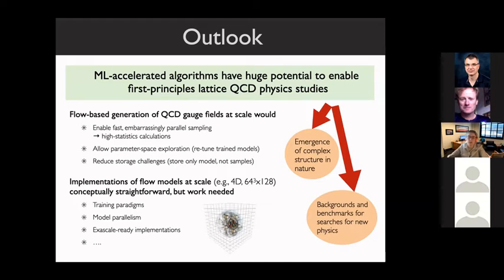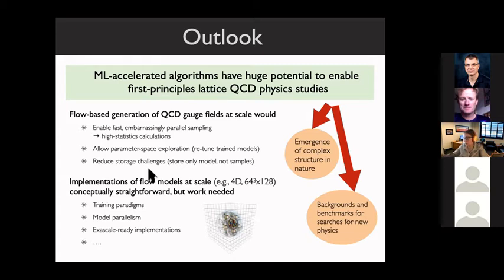So the outlook is really that machine learning accelerated algorithms have huge potential to enable first principles lattice QCD physics studies for hadron structure and interactions and for nuclear structure and interactions. And I gave you this particular example of flow-based generation, which could enable fast, embarrassingly parallel sampling to give you high statistics calculations, give you efficient ways of parameter space exploration, so you don't need to have entirely new Markov chains for sampling different parameters. You can retune trained models, you can reduce storage challenges, but there's a lot of work still to be done.